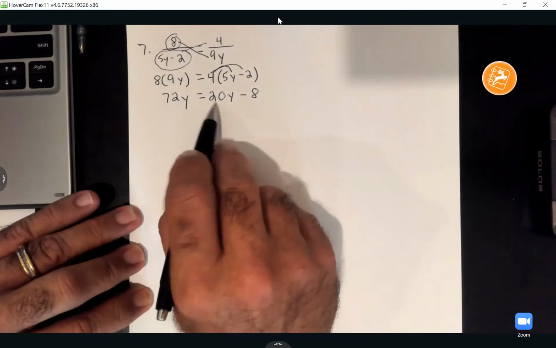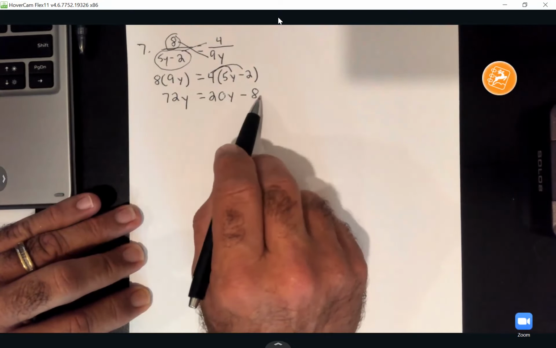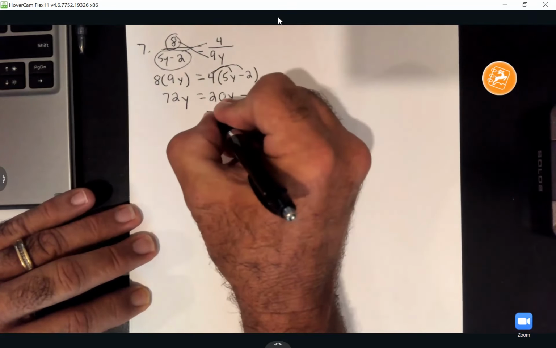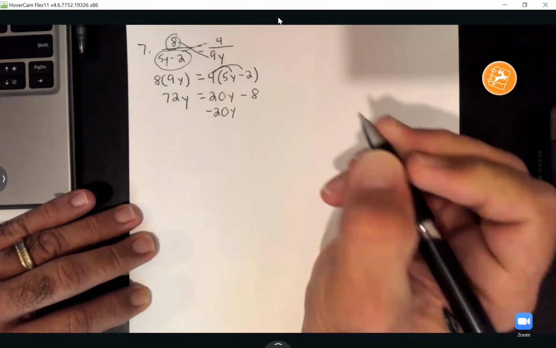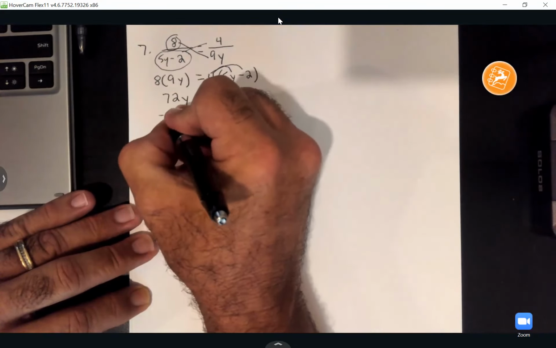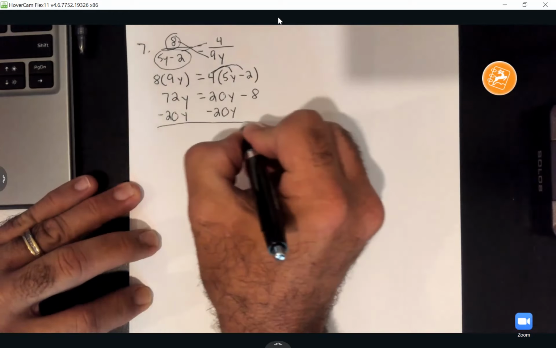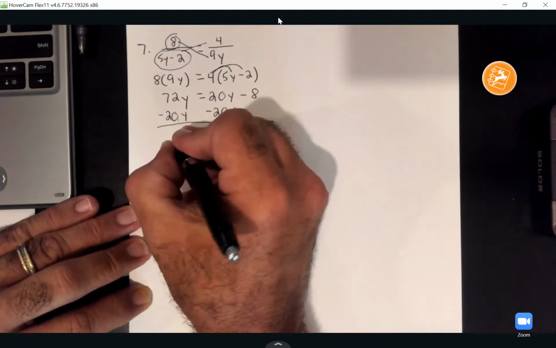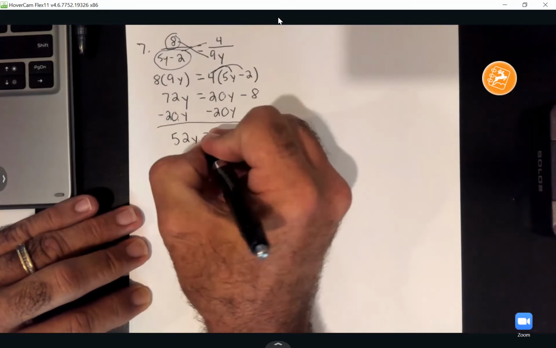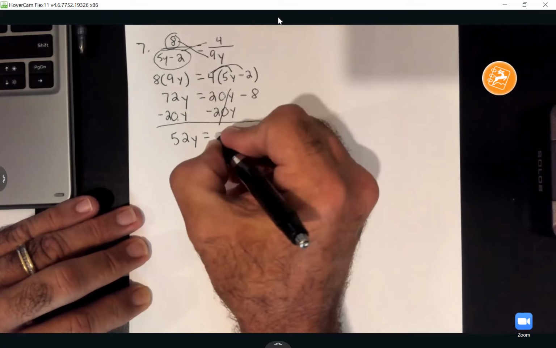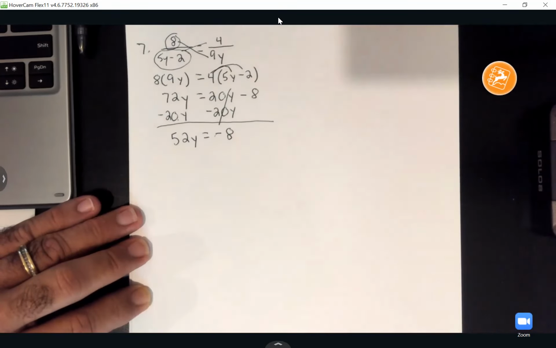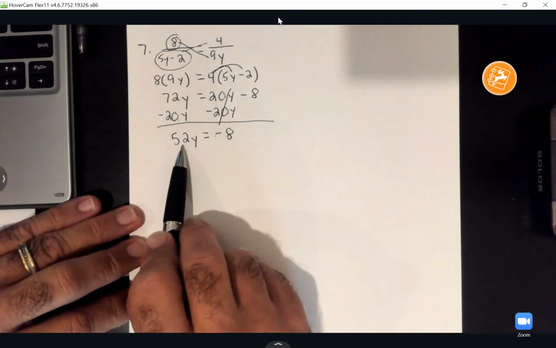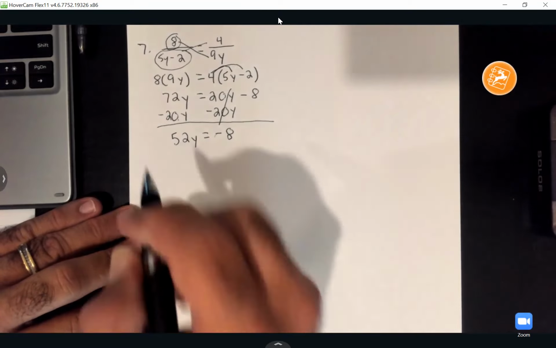All righty, let's see. We want all the y's over here because over here's a y and a number. So to get this number by itself, I'm going to move all the y's over here. So we're going to subtract 20y from both sides. All right, y'all, so 72 minus 20 gives me 52y. Those y's cancel, so all that's left is our −8. We want the 52y to be 1y, so divide both sides by 52.